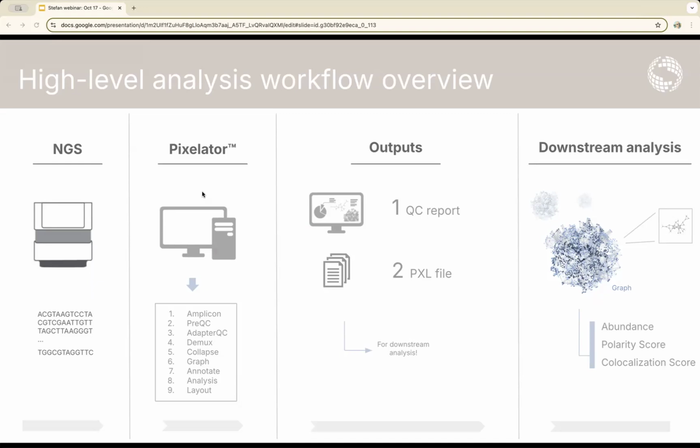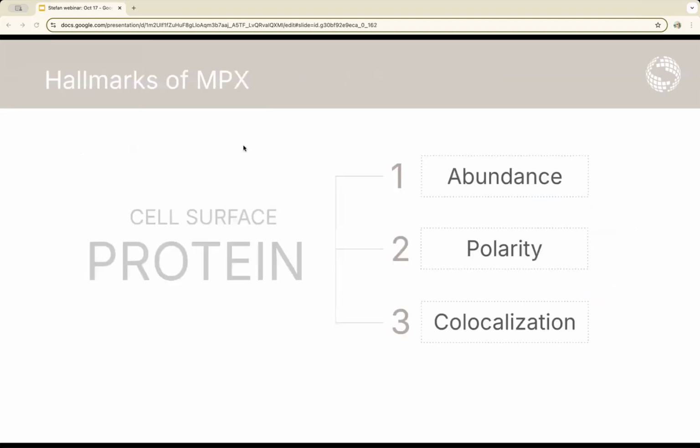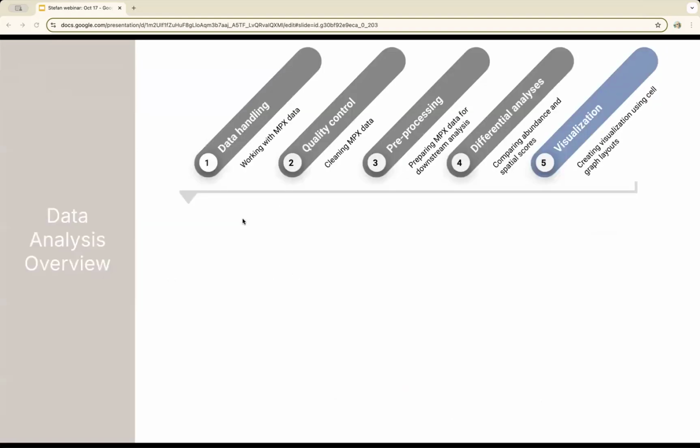QC report for samples, but most importantly, the data that you get is, again, this graph structure that has 3 different layers of data. So it has the abundance data for each antibody, each marker on the cell surface. It has 2 different spatial scores, so the polarity metric and the colocalization metric. But importantly, it also encapsulates the data that we can use to visualize. And that is the main topic for today, how we can use this data to visualize.